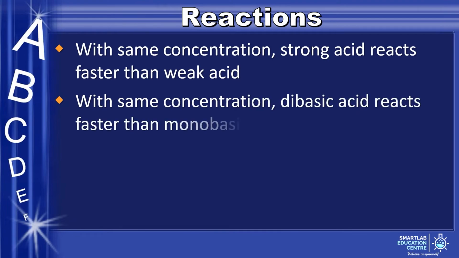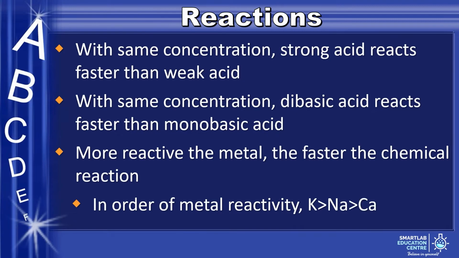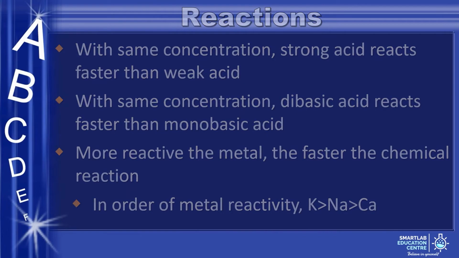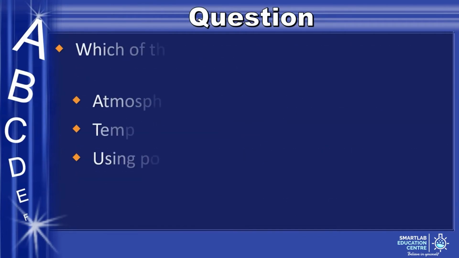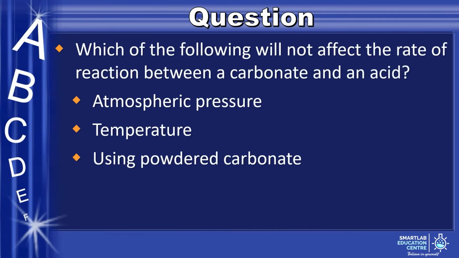The more reactive the metal, the faster the chemical reaction, and in order of metal reactivity, potassium is the most reactive. Which of the following will not affect the rate of reaction between a carbonate and an acid, given the three options below? The answer is atmospheric pressure.